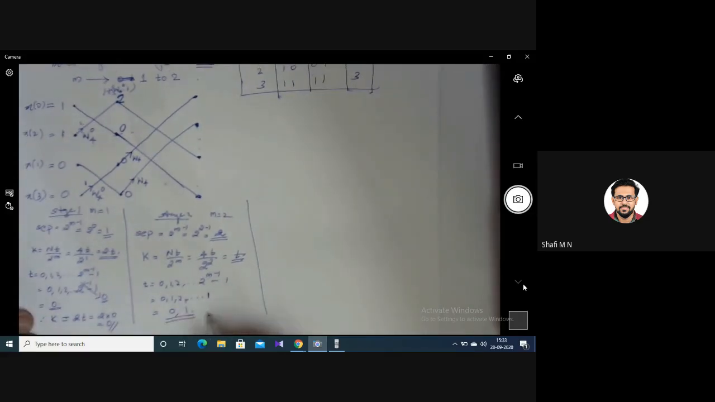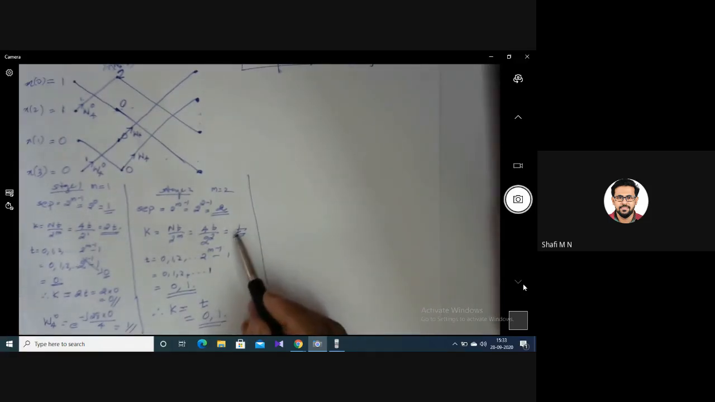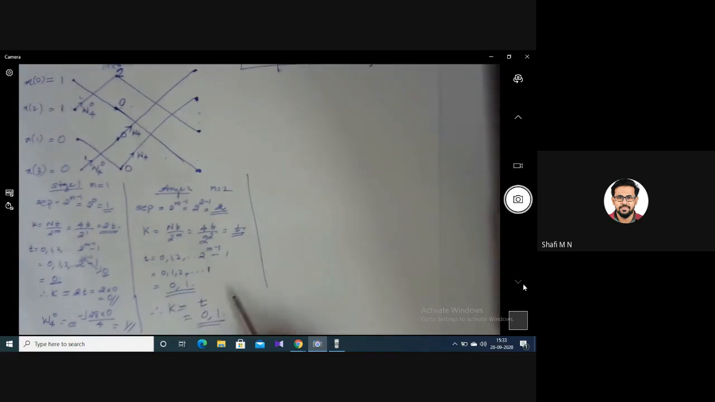Let's find k now. Therefore, k is equal to t. The values of t are 0 and 1. For example, just assume that the value was 2t. If it is 2t, what will happen? k should be 2t. That means when t equals 0, k will be 0, and when t equals 1, k will be 2 into 1, that will be 2. So in that case, the values of k will be 0 and 2.